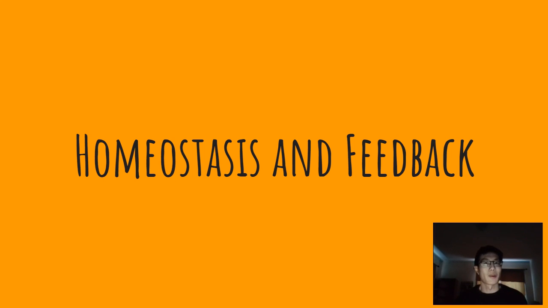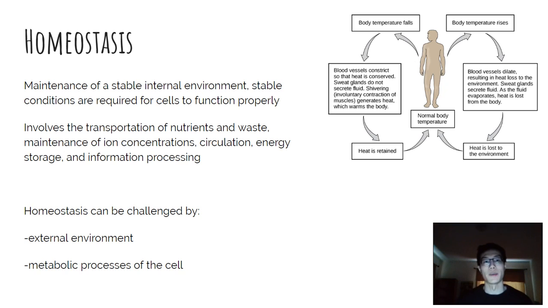It's Chow here, and today we are going to talk a little bit about feedback systems as well as homeostasis, so let's get started. Okay, so in the most general of terms, homeostasis is just the maintenance of a stable internal environment. And we have to maintain this stable internal environment in order for our cells, our tissues, our body to function properly. And this maintenance often involves the transportation of nutrients and waste, as well as maintenance of concentrations of, for instance, ions, maintenance of circulation patterns, as well as energy storage and processing of information.